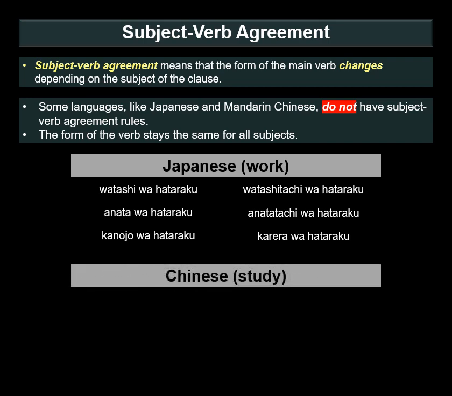Or in Chinese, the verb study, xué. You say, 我学, 你学, 他学, 我们学, 你们学, 他们学. The verb doesn't change regardless of the subject.